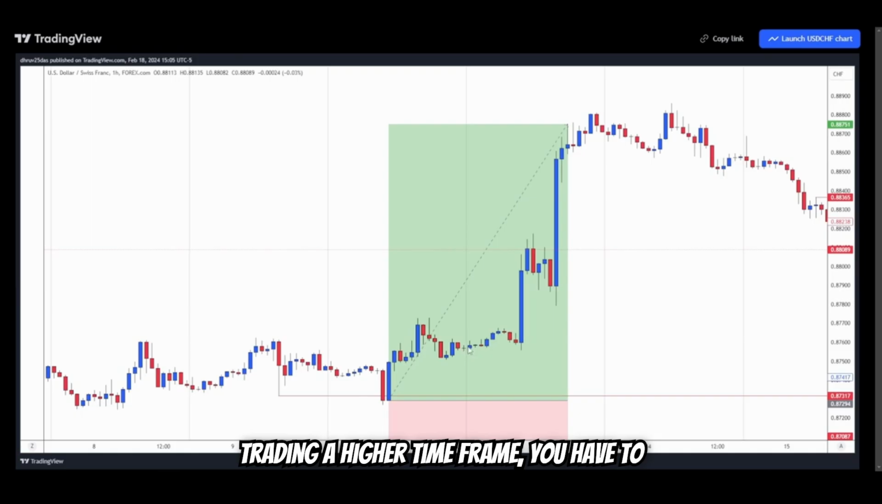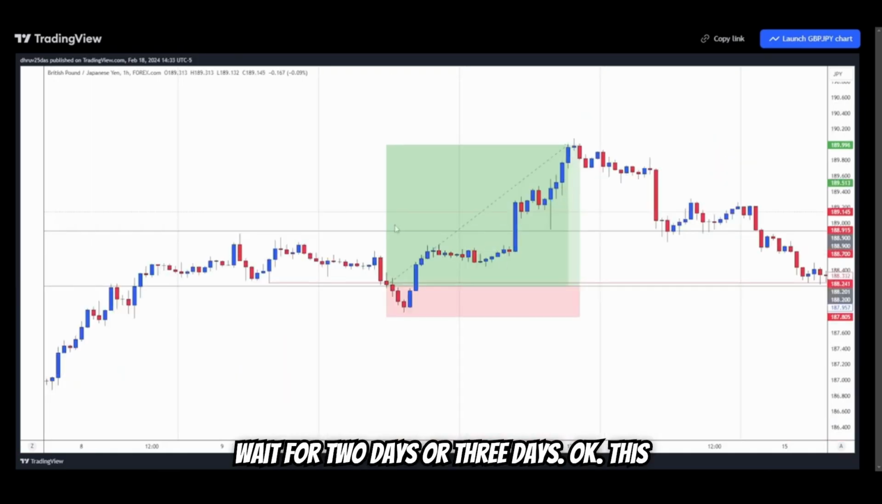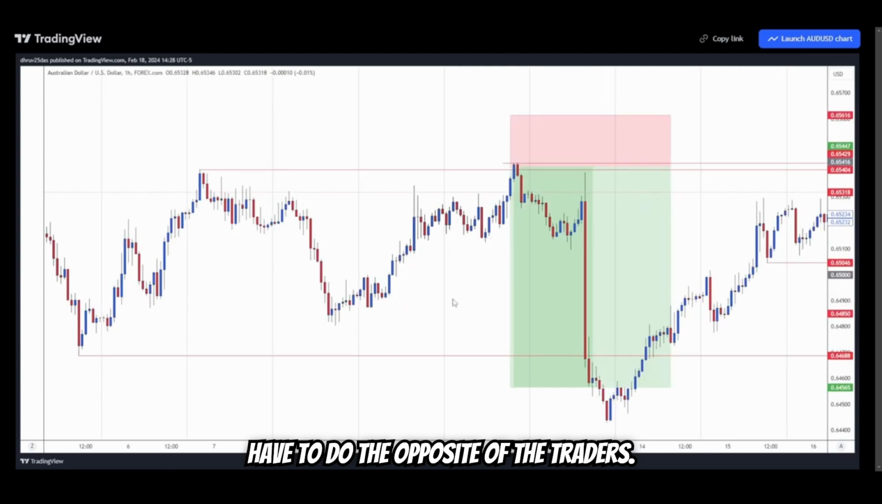And this is what happens if you're trading a higher time frame. You have to hold trades overnight, and you have to wait for 2 days or 3 days, okay? This was the pound yen trade. This was also making higher highs and higher lows. So the thing is that you have to do the opposite of the traders.